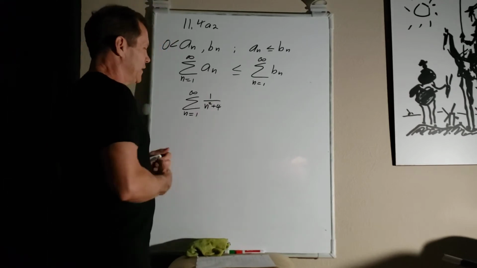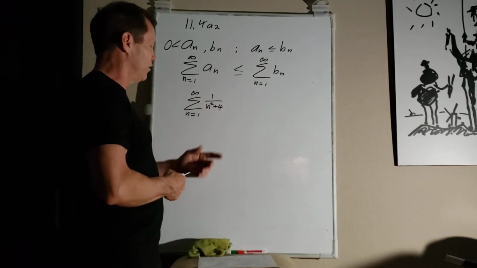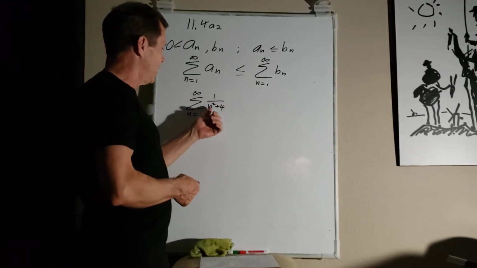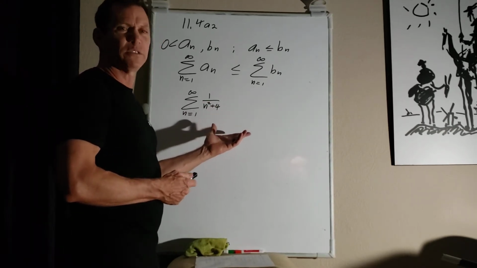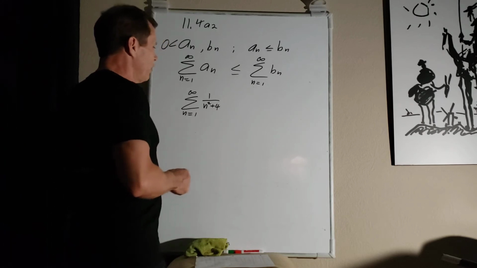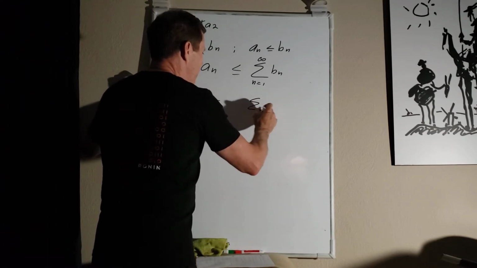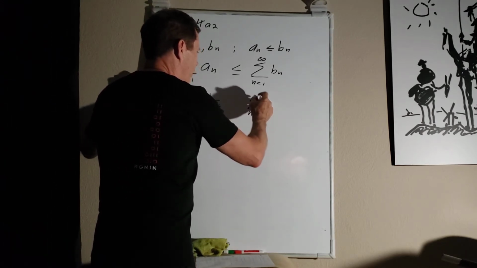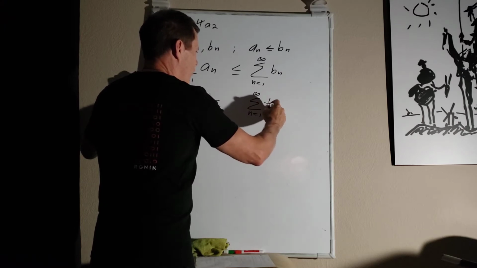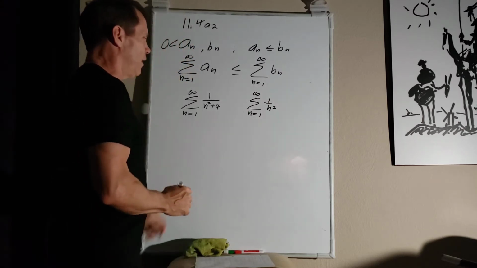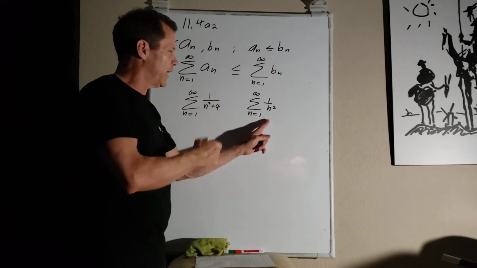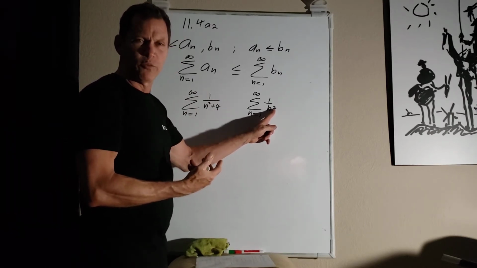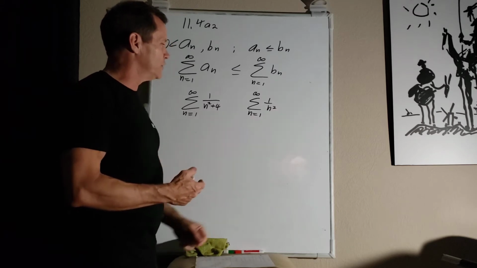And first I've got to make a guess. Well, what do you think this thing's going to look like in the long run? I'm taking n, squaring it, adding 4 to it. After a while, the 4 is not going to make much difference. So I'm going to compare this to the summation n equals 1 to infinity of 1 over n squared. Now, does this converge or diverge? That's a p-series. We know something about that. The p is 2, 2 is bigger than 1, so I know that converges.